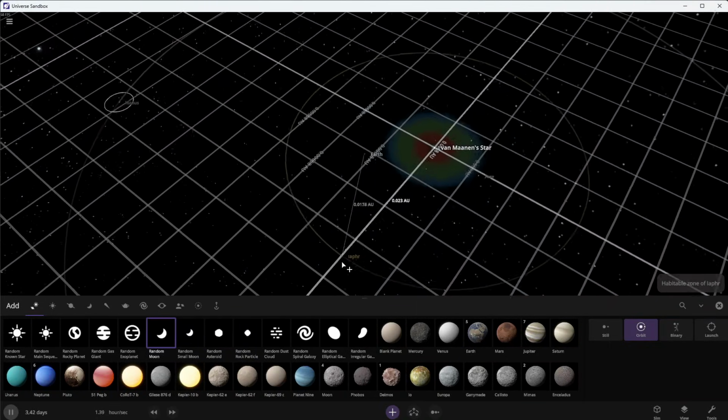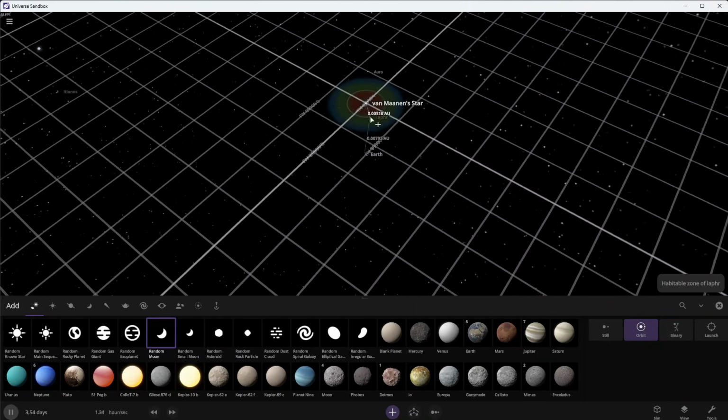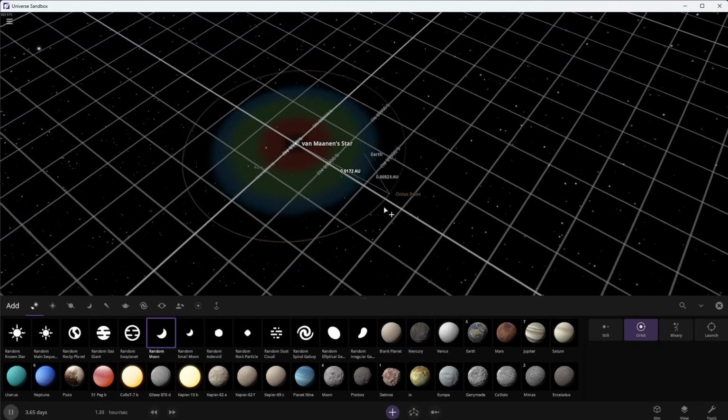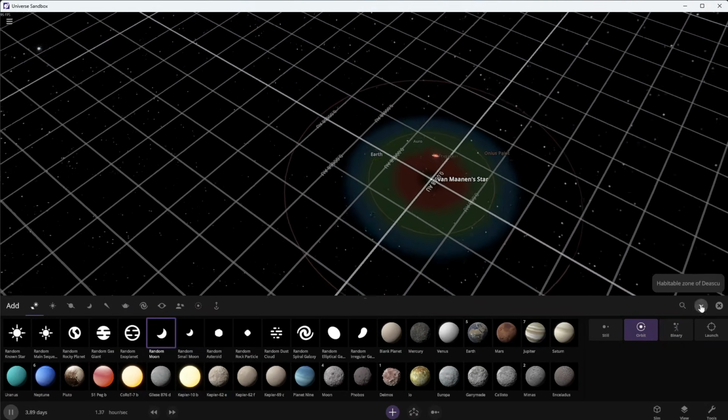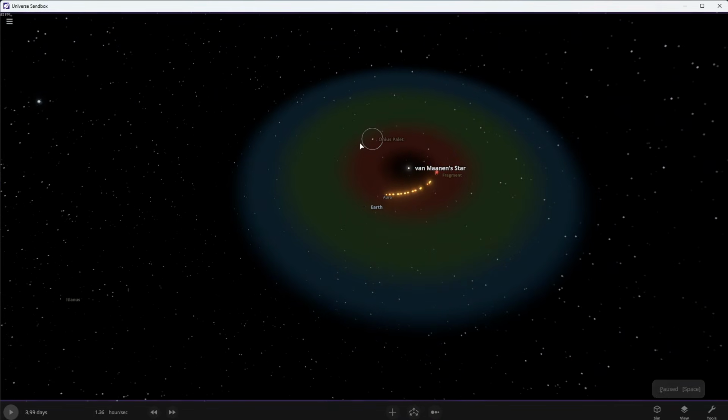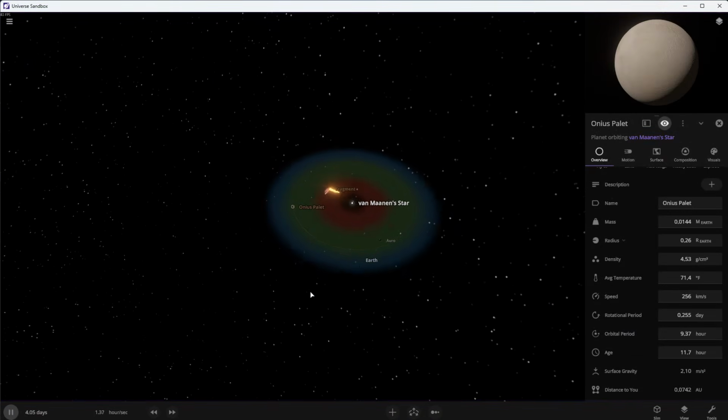Random moon, put it all the way out here. Oh yeah. Watch Earth get bumped out of orbit.